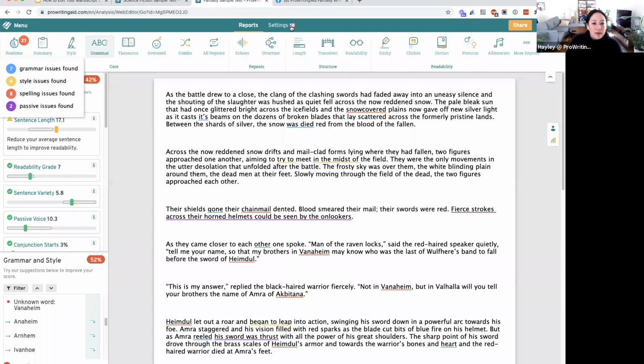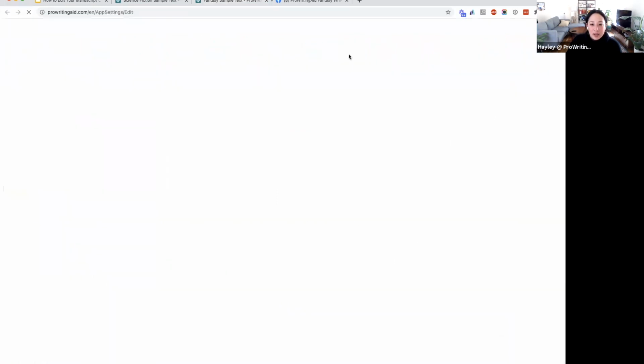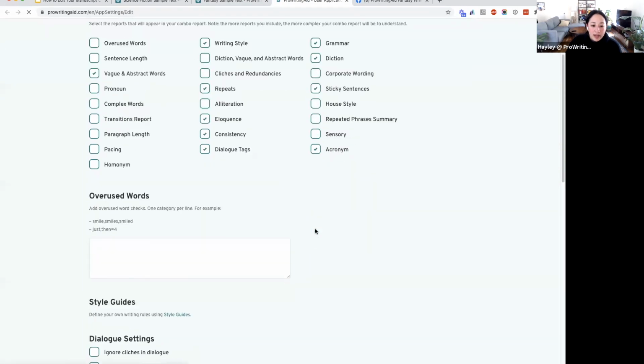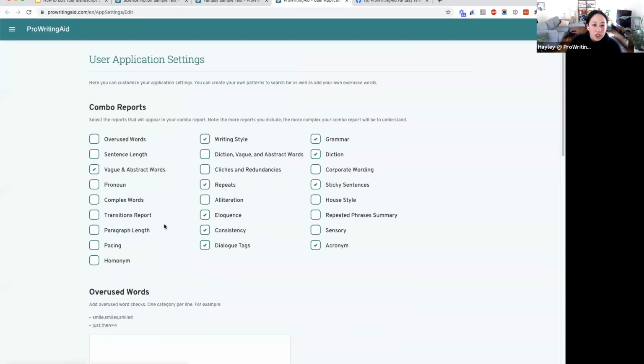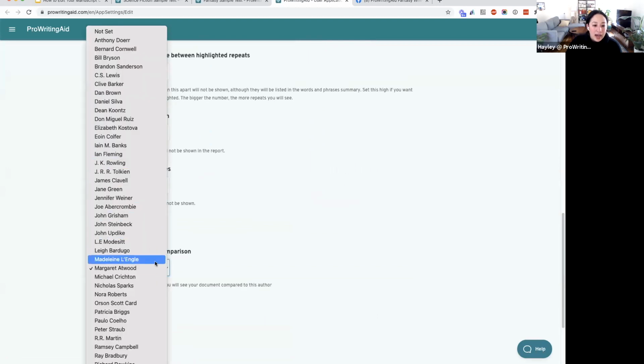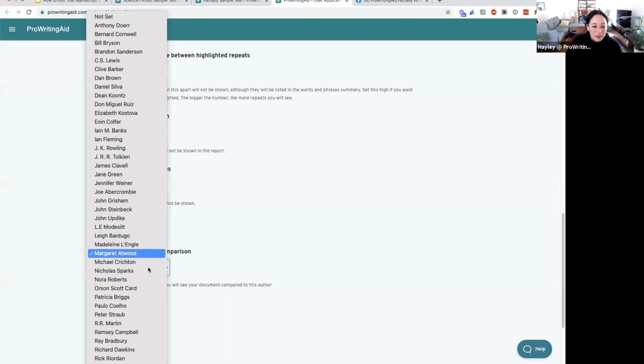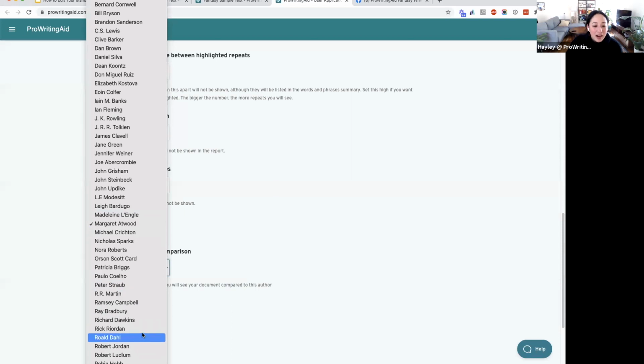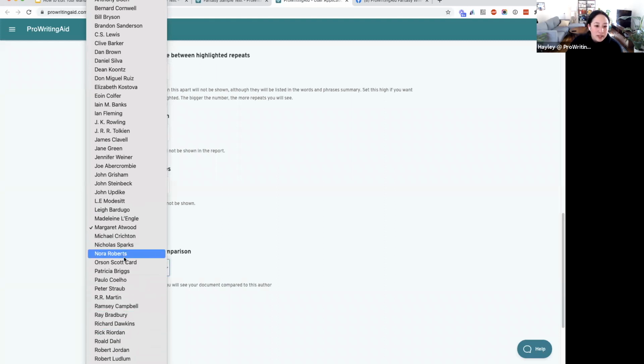So if you go into settings and then app settings, this is where you can do a bunch of different things, but you can also check your author comparison here. So you can see we have a ton. If you've been on webinars with me, I've been talking about Sarah Moss a lot, but Leigh Bardugo is another one of my favorite YA authors. Plug for her Netflix series that is coming out soon, which is great YA fantasy. We also have just tons of other different authors here.